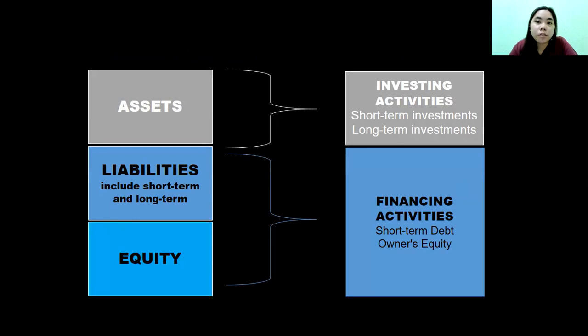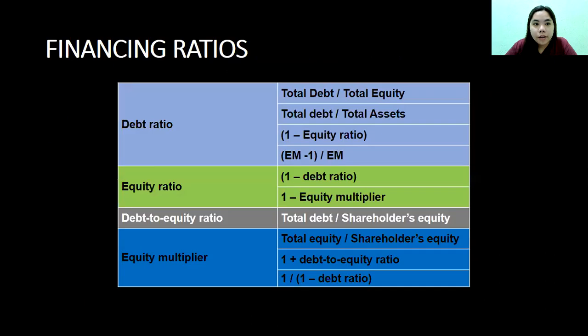Short-term liabilities are those that we are paying within 1 year, no? And for long-term, we are going to settle those liabilities in more than 1 year. So that's the difference. Then we have here the financing ratios.